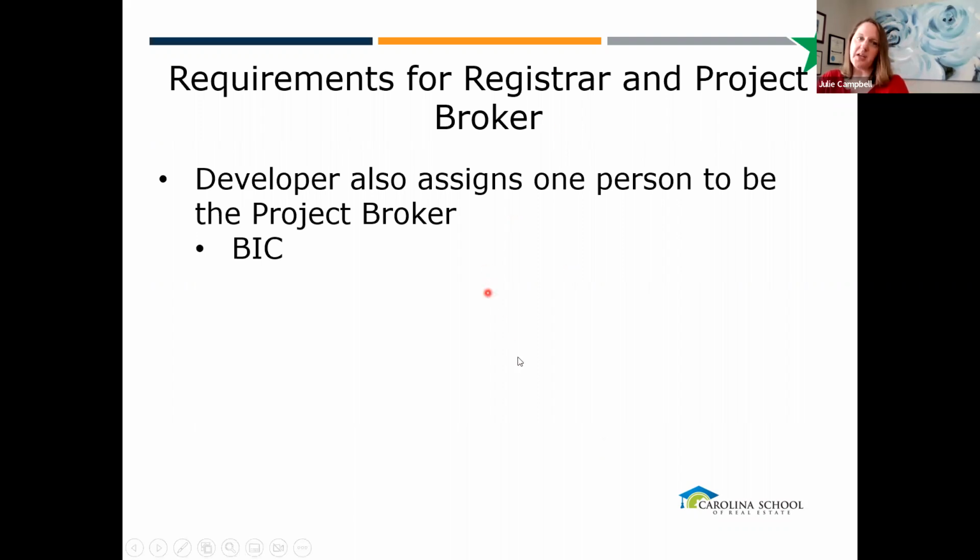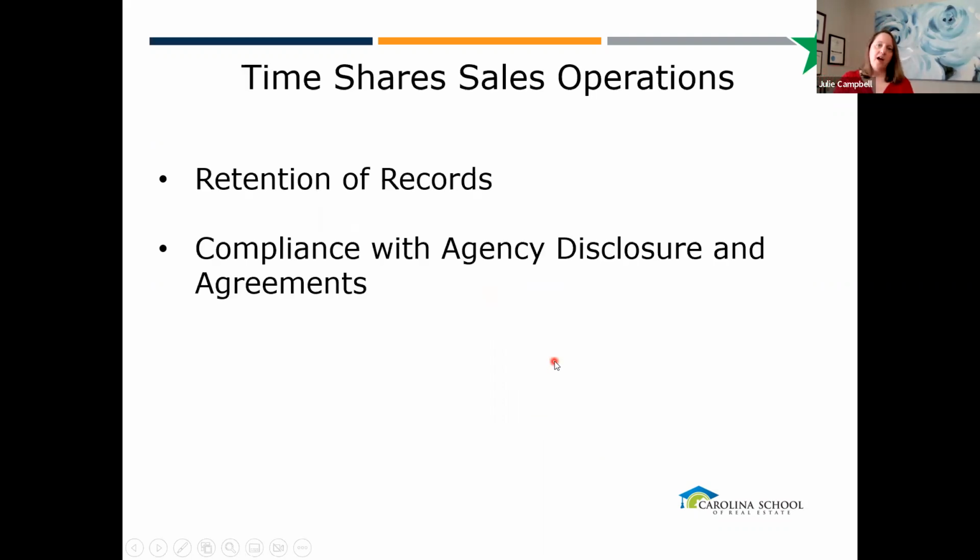Timeshare developers follow the same license law and commission rules we have. How long do you think timeshare developers have to retain records? How many years do you think they have to keep records? You can show me. How many years? Yeah, just like us, they've got to keep all records for at least 3 years. They've got to be in compliance with agency disclosure. It is for sale, so they need to do working with real estate agent disclosure. They need to be in compliance with agency agreements, everything that we've read multiple times in Commission Rule A.0104 applies to timeshares.